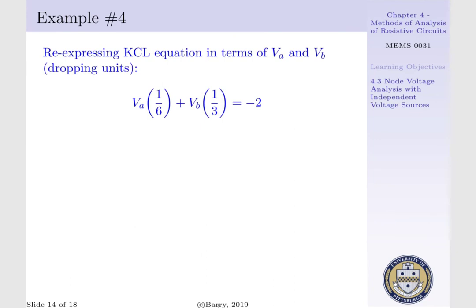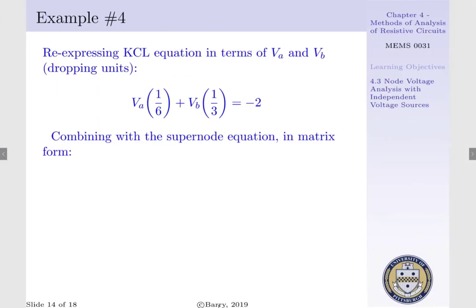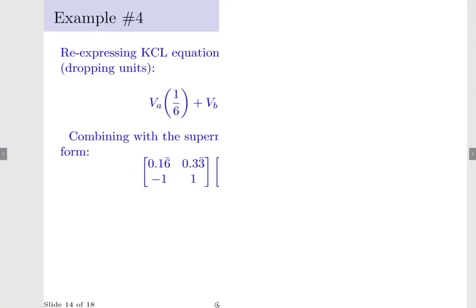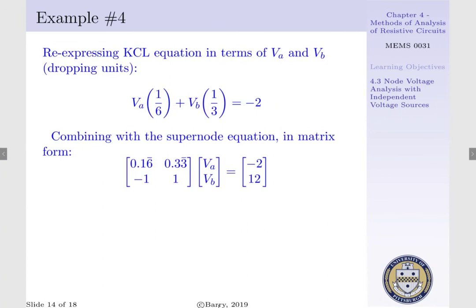VA times a quantity of 1 per 6 plus VB times a quantity of 1 per 3 is equal to minus 2. We also have our supernode equation. If we put this in matrix form, we have the following. 0.16 repeating VA plus 0.33 repeating VB is equal to minus 2, and our supernode equation has minus 1 VA plus 1 VB is equal to 12. Thus, solving for VA and VB, we see VA is equal to minus 12 volts and VB is equal to 0.